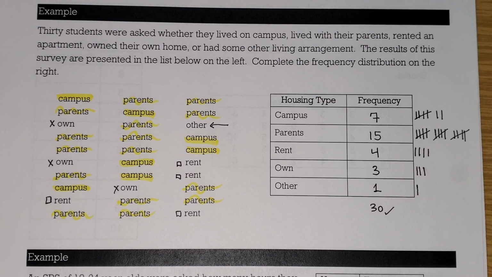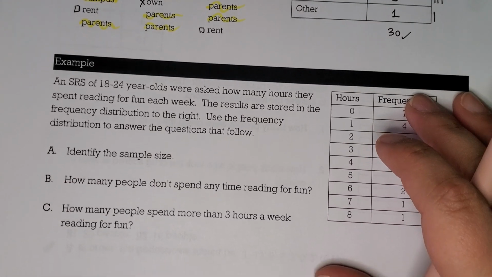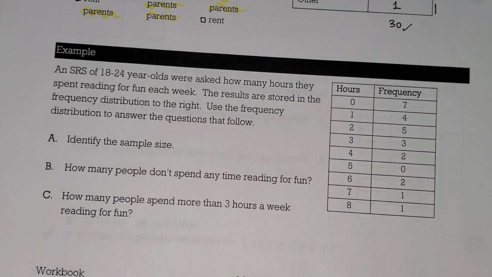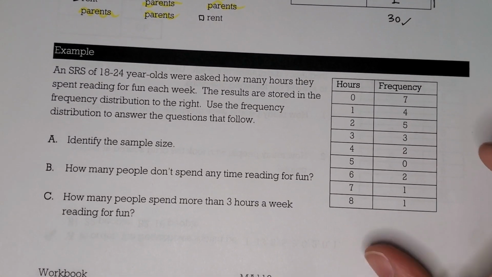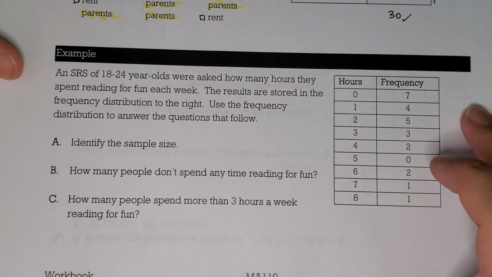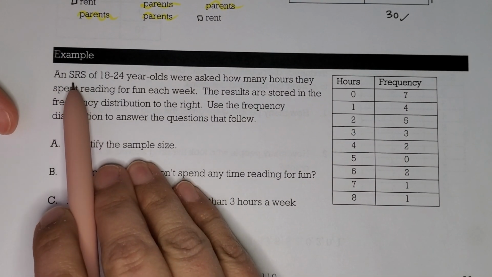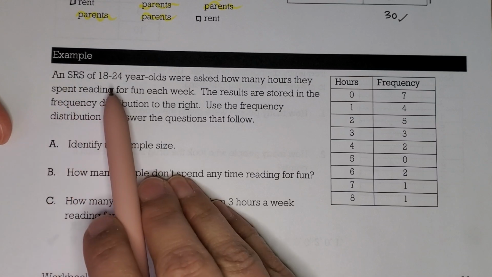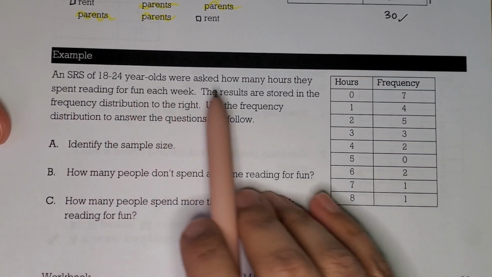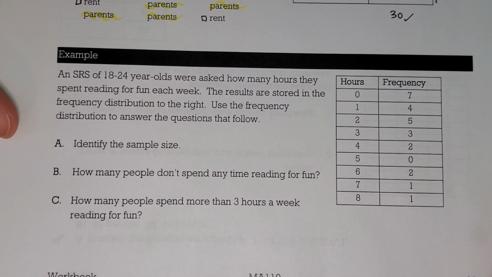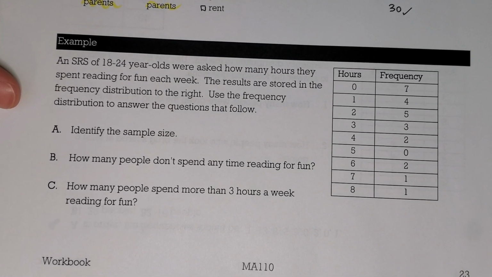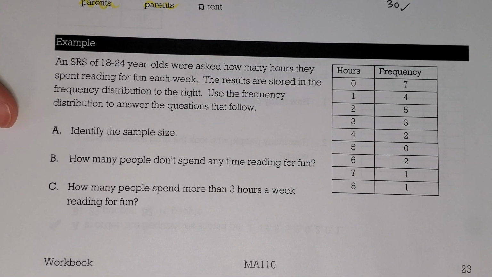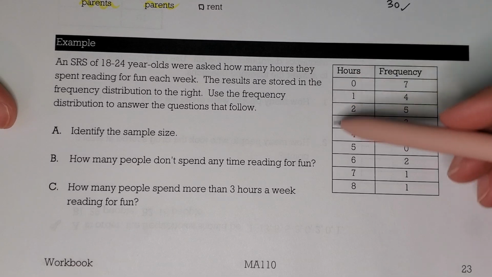So not only will we make frequency distributions, but we will also read from frequency distributions. So let's look at an example of that. So this one says an SRS, remember that's a simple random sample, of 18 to 24-year-olds were asked how many hours they spent reading for fun each week. So how many hours do you spend just reading for fun every week? And we have the results here in this frequency distribution.